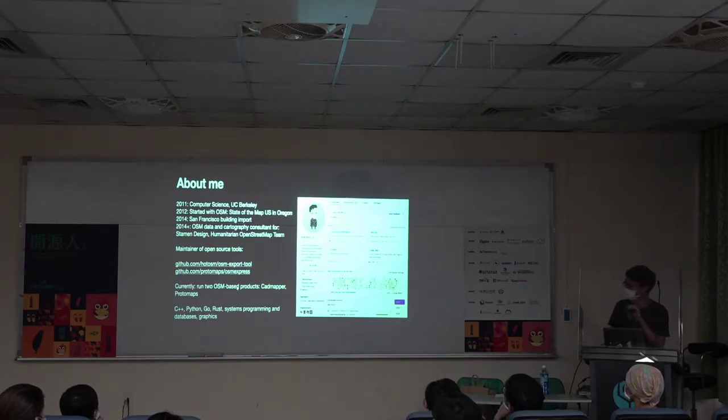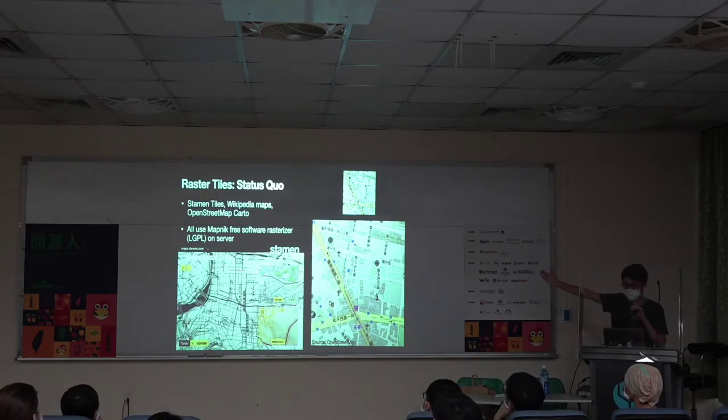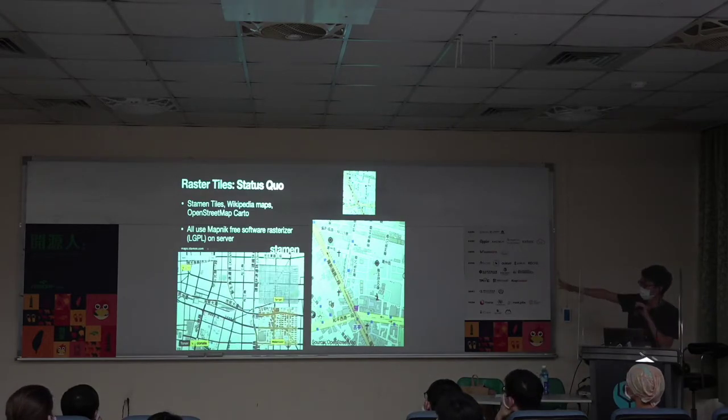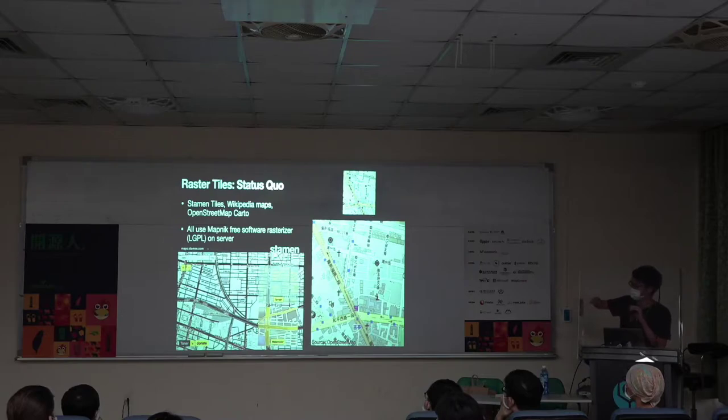And we're going to talk about first raster tiles. We've heard a bit about those today, such as the ones outlined by Steven, Wikipedia maps, and the main OSM style, which is called OSM Cardo. These are all raster based, so they have an image at a fixed size that cannot be rescaled losslessly. So if you zoom in real quickly, it'll get blurry because it's just like a PNG or JPEG image. And these all have been used in MapMake, free software rasterizer, to generate the images on the server.